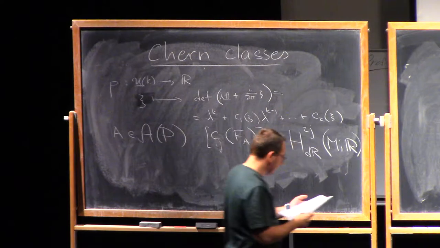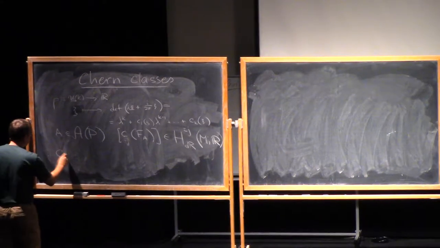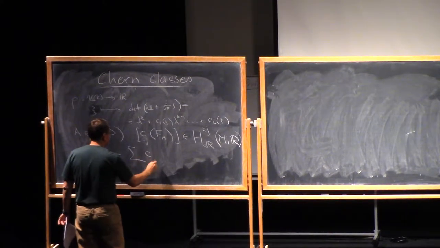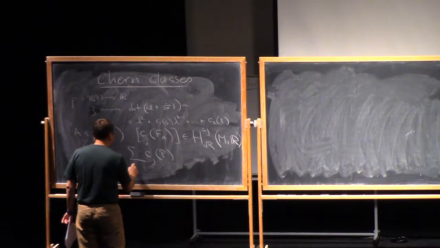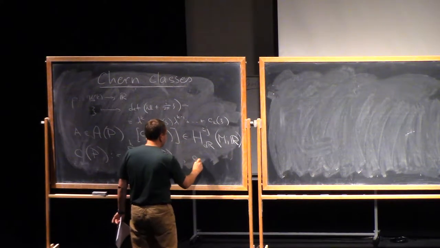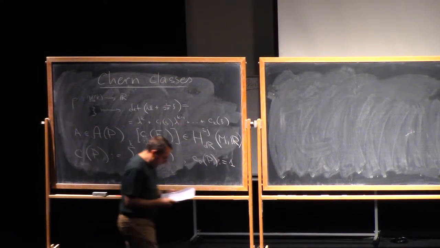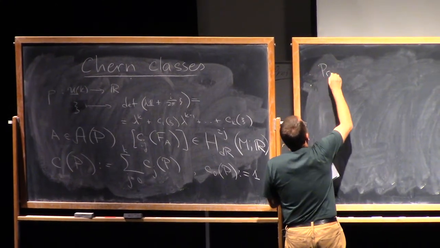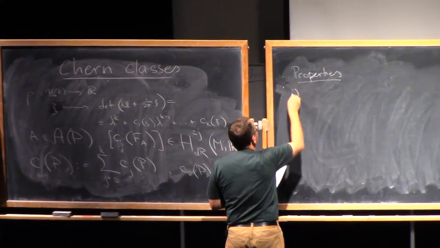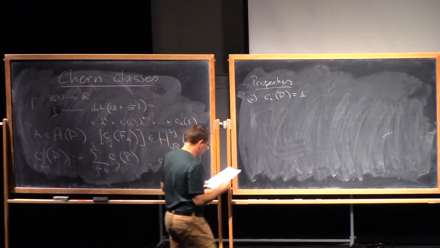Maybe before going to the properties, let me also define c, the total Chern class of P, to be the sum of c_j of P, where j goes from 0 to k, where c_0 of P is by definition just 1. In any case, here are the most important properties. The first property is c_0 of P is 1. So if you wish, this is just a definition.